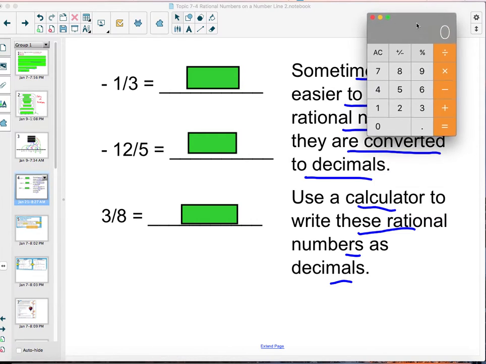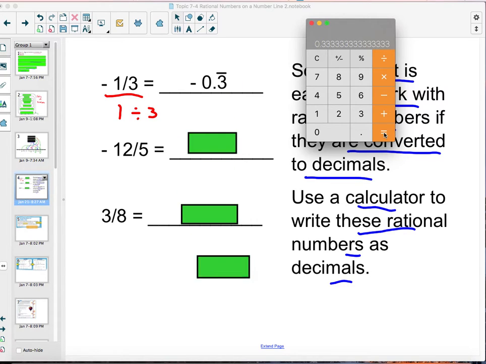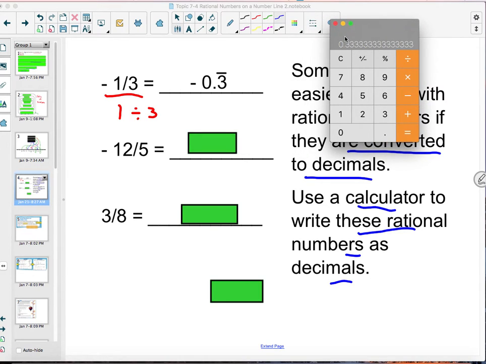When we do this, this is a negative 1/3. It means 1 divided by 3. So right now, put in 1 divided by 3 and see what you get as your answer. 3 repeating. There it is. So instead of writing all those 3's out, we're going to say that that 3 is repeating. And that's what we mean by the repeating symbol.